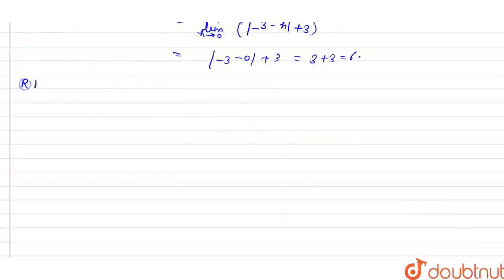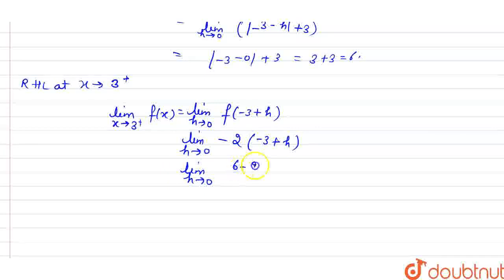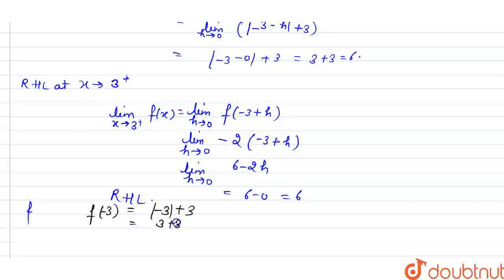And now the right hand limit at x tends to -3 positive means limit x tends to -3 positive f(x), that is equal to limit h tends to 0 of f of -3 plus h, and that is limit h tends to 0 of -2(-3 plus h), which is limit h tends to 0 of 6 - 2h, equal to 6 - 0, that is equal to 6. From here the right hand limit is equal to 6, and now we have to check f of -3, that is equal to mod of -3 plus 3, and after opening the mod this is positive, 3 plus 3, that is equal to 6.